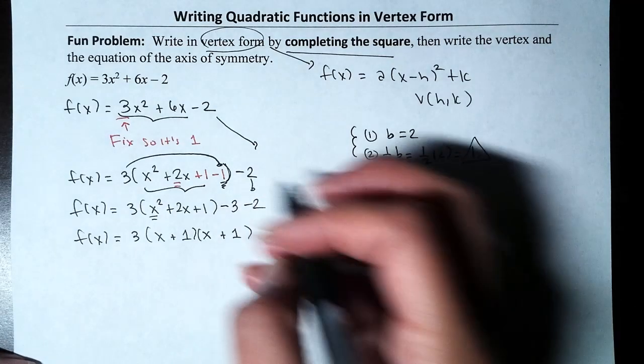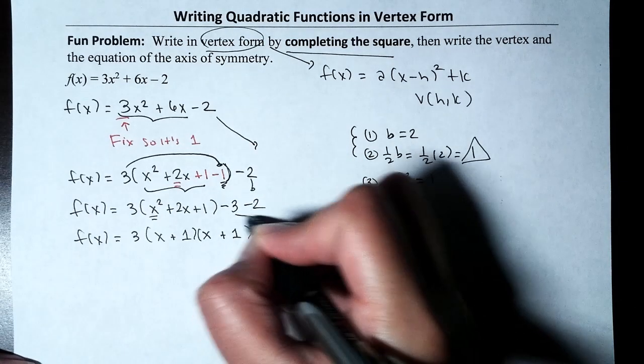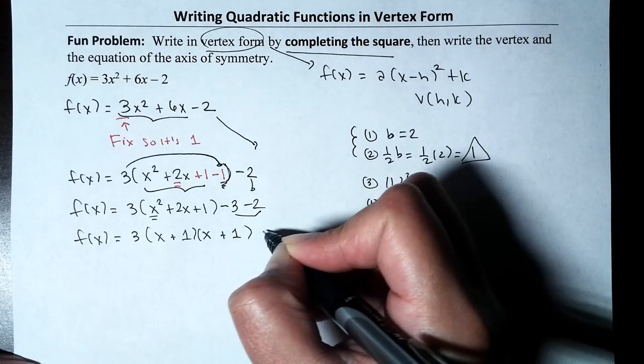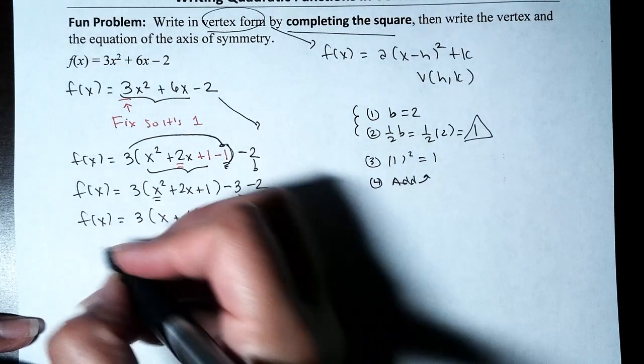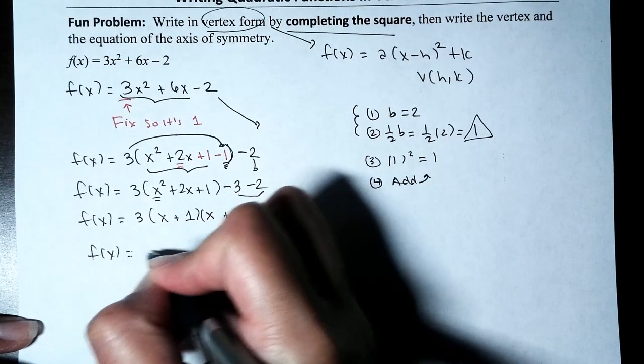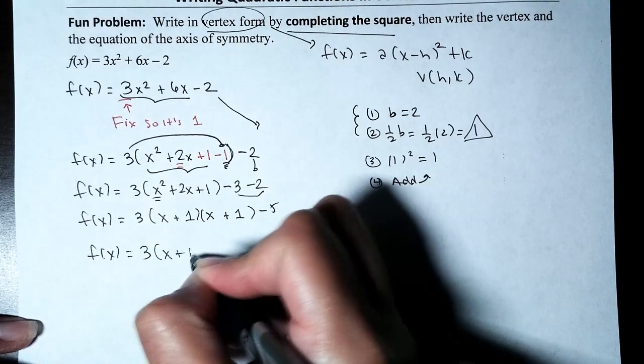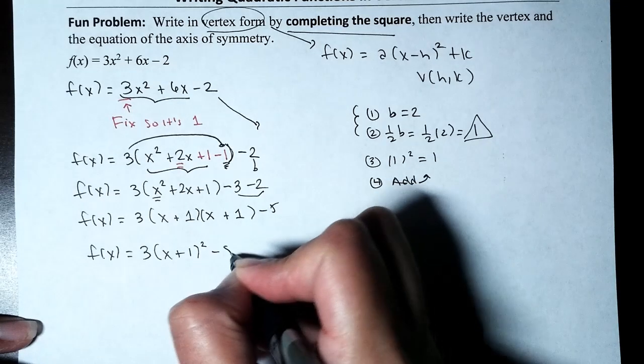Okay, bringing down the rest of the problem, -3 minus 2 will give us -5. Let's go ahead and use exponents for repeated factors. So we have f of x equals 3 times the square of x plus 1 minus 5.